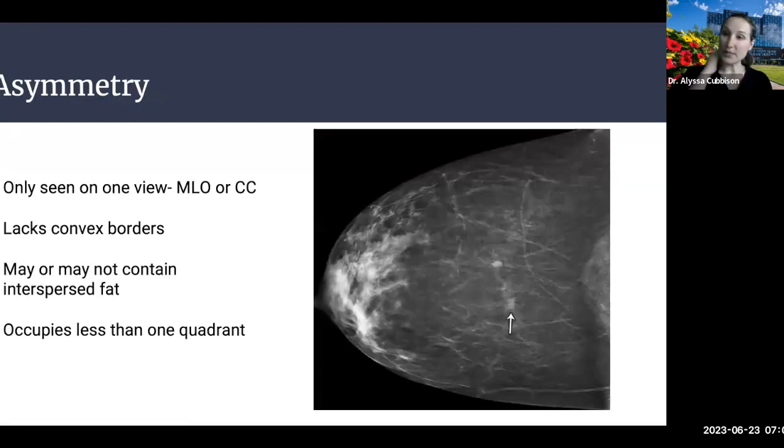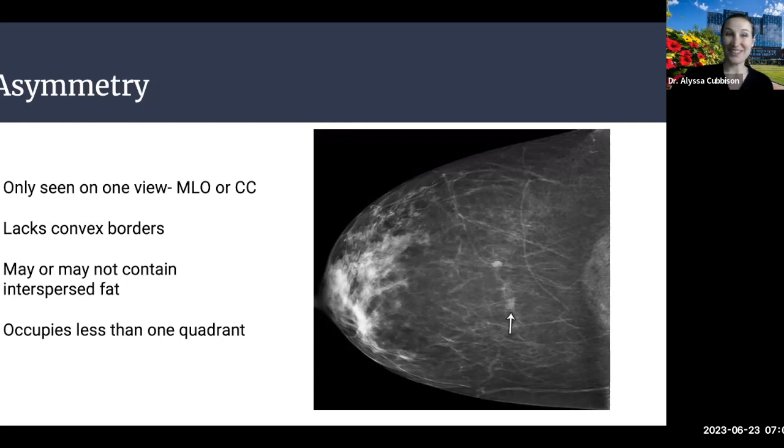Starting with asymmetry, this is going to be a finding that seems discrete from normal breast tissue that we see on only one mammographic view. So by definition, if it's an asymmetry, we are only seeing it on either the CC or MLO. If you see something you truly believe to be a correlate for this finding in 2 separate mammographic projections, then you no longer can call it an asymmetry. That's going to be considered a focal asymmetry, but we'll go on to that.